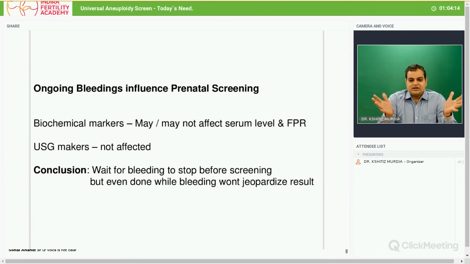Many studies have been done, and they have come up with various results: that you can do it, you cannot do it, you can do it after a certain amount of time. The conclusion of those is that the meta-analysis says you can wait for the bleeding to stop before doing the scanning, but even if you do aneuploidy screening while the patient is bleeding, it won't jeopardize your results.